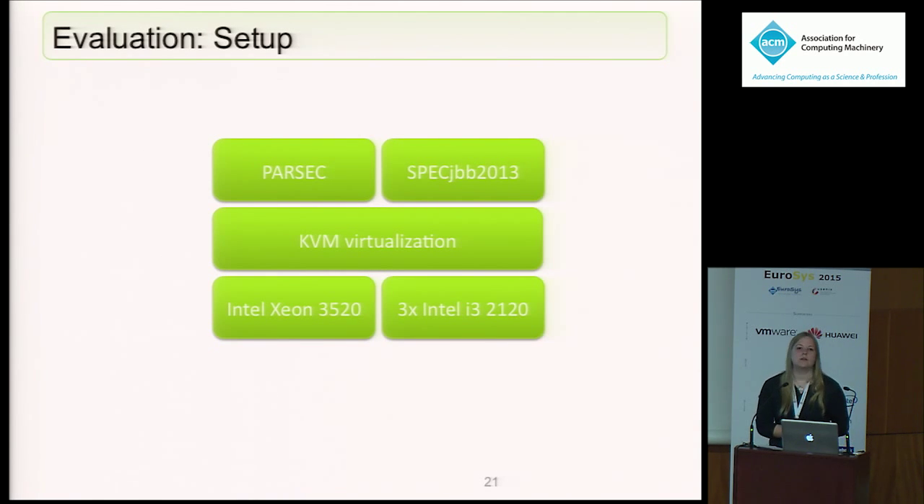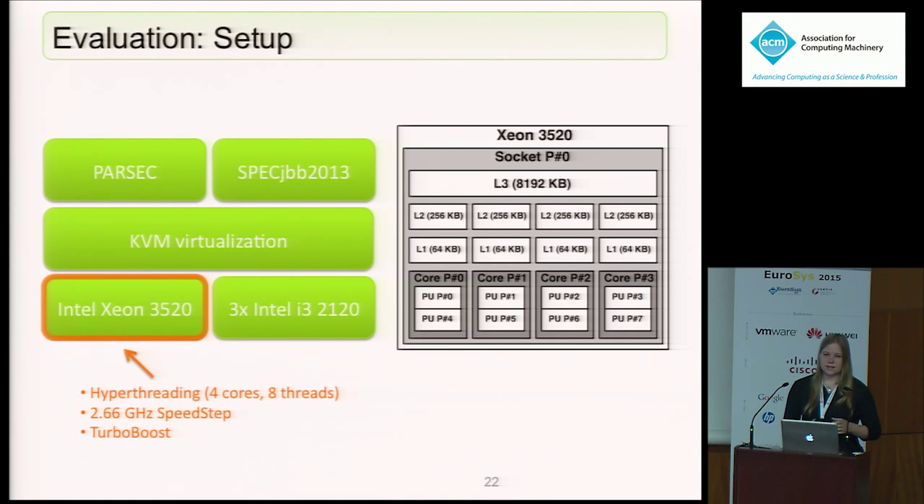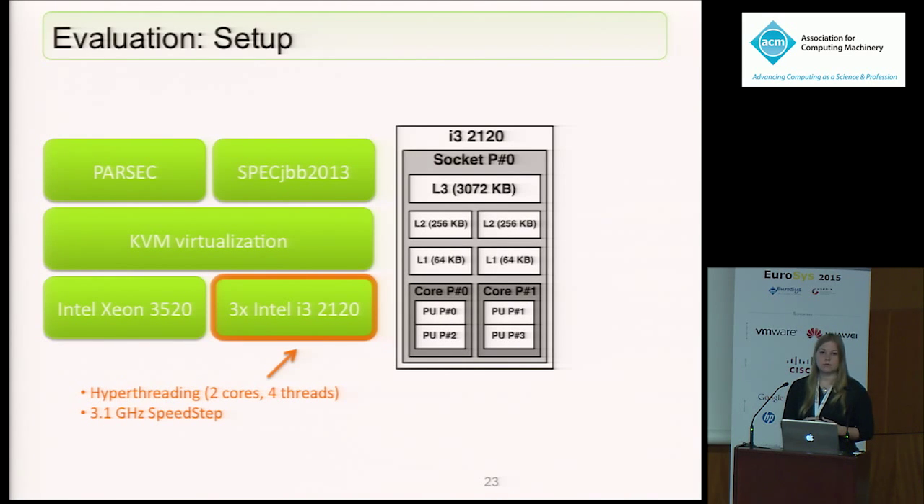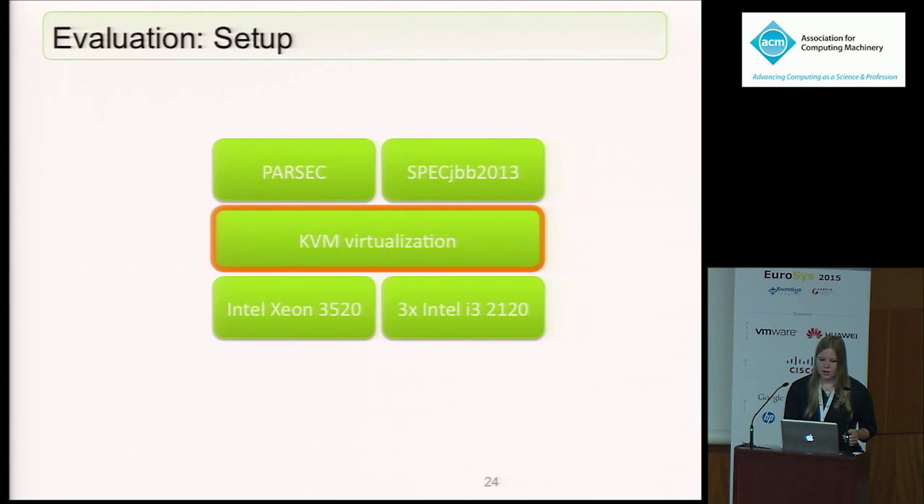In our evaluation, we are considering two different hardwares and two different benchmarks. First of all, we have an Intel Xeon machine that has a hyper-threading feature with 4 physical cores and 8 threads. It has a SpeedStep feature and turbo boost. The second machine that we are using is an Intel i3 machine with hyper-threading as well, but only 2 physical cores and 4 threads, and with SpeedStep functionality, but there is no turbo in that machine. For virtualization, we are using KVM.